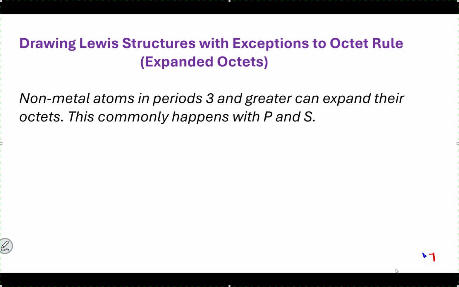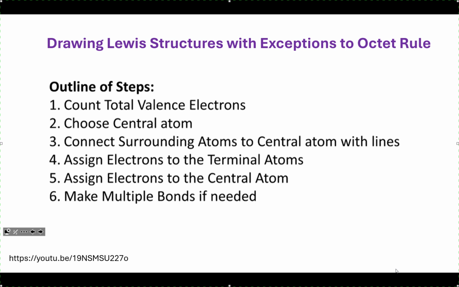Class, this is Dr. Selby here, and I just wanted to do an example of drawing a Lewis structure that has an expanded octet. Non-metal atoms that serve as a central atom in creating covalent bonds can expand their octets if they occur in periods 3 or greater, and this is because they can borrow from the d electrons. This commonly happens with phosphorus and sulfur. And so let's go through some examples.